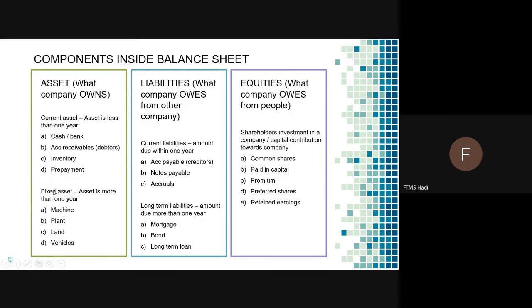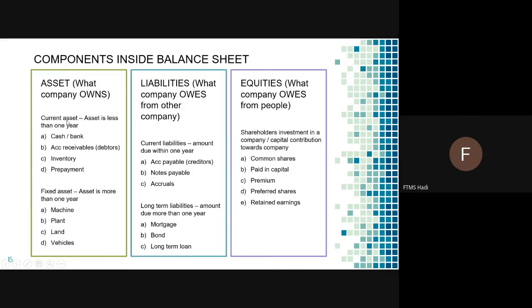The difference between current asset and fixed asset is that current asset is asset that is less than 1 year. In other words, asset can be going out and going in to the company within less than 1 year, which has 1 year maturity or less. But fixed asset is more than 1 year, which can be used more than 1 year, usually long term.